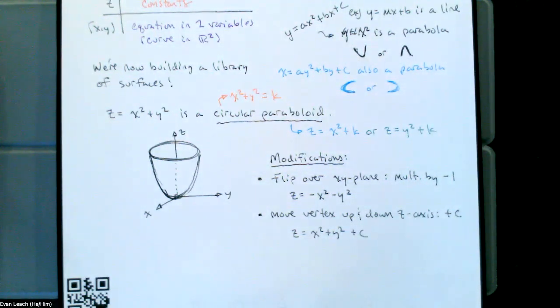What if I wanted to move that vertex all around the xy plane? Don't worry about up and down. I want to keep the vertex on the xy plane, keep my circular parabola grounded, but I want to move that around the xy plane. What do I do?